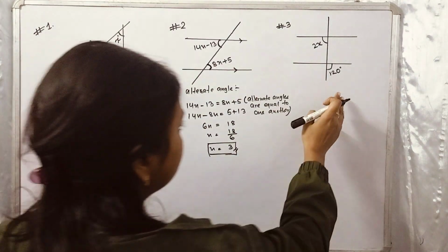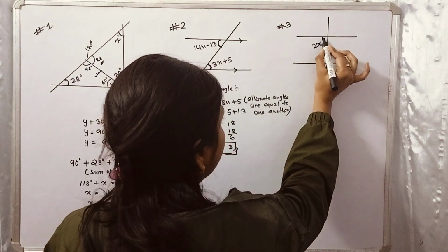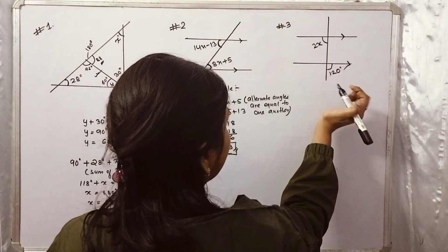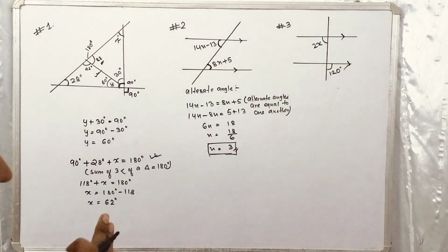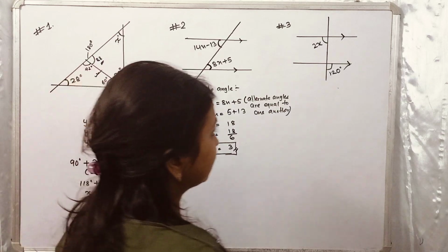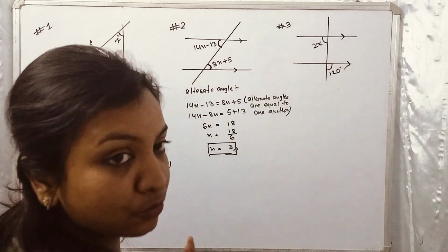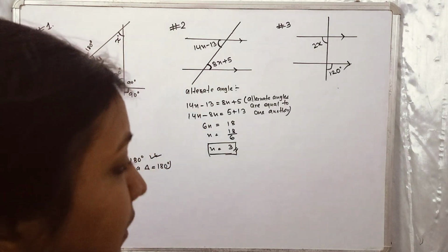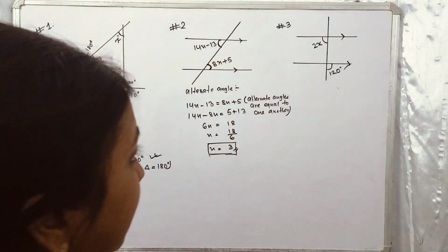So moving forward to question number 3. Here we have two parallel lines. Again, this transverse line intersects two parallel lines. See, this angle is here and this angle is here. There is no direct relation between these two angles, but we need to find the ways where we can build up a relationship.